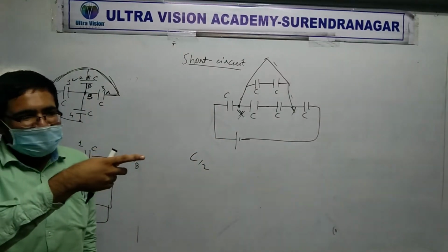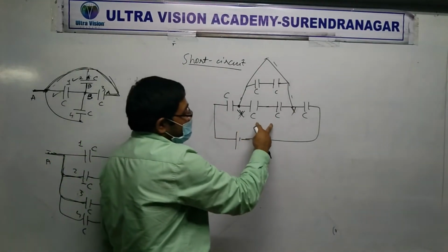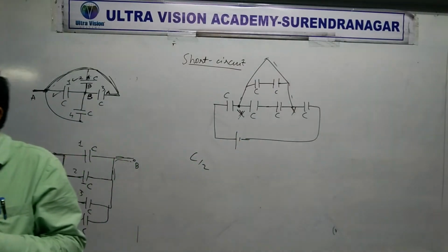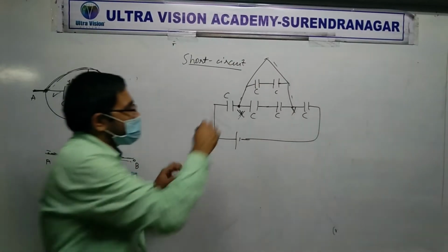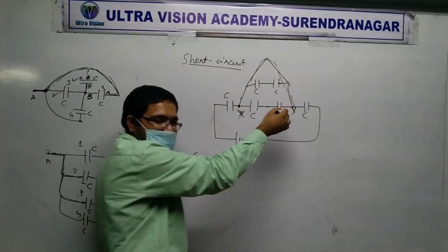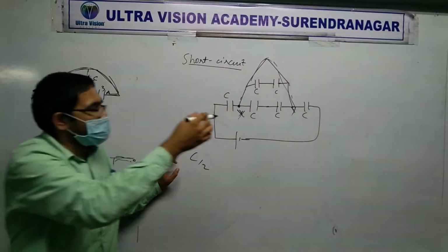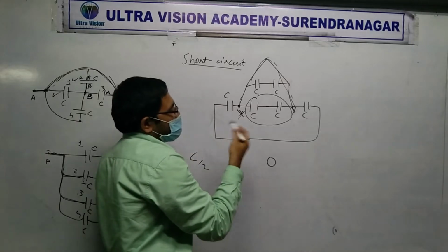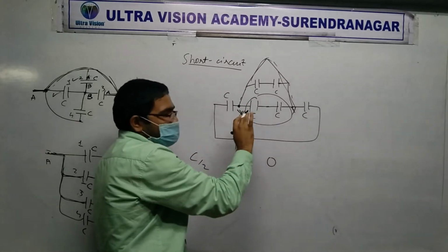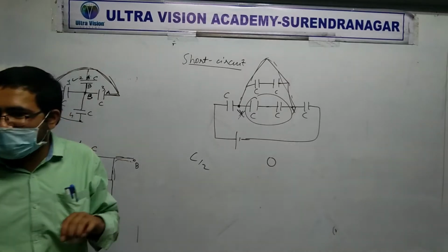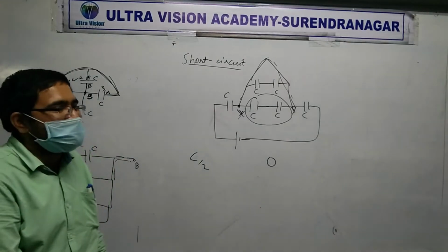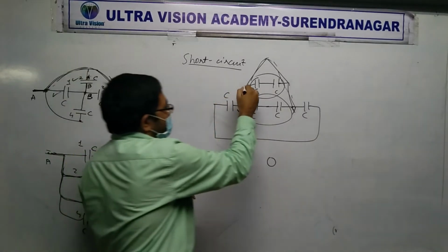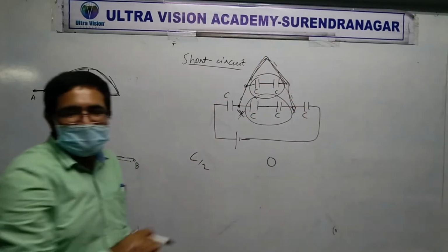When that happens, these two get short circuited. Short circuited means on both sides the same potential is there, or on both sides the same wire is there. This same wire goes around and comes to this point. Are you seeing it? So that's why the voltage for both of these capacitors is going to be zero. If voltage is zero, charge will also be zero. So they are useless capacitors. Whether they are there or not, it doesn't change anything in the circuit. Same thing about these two.